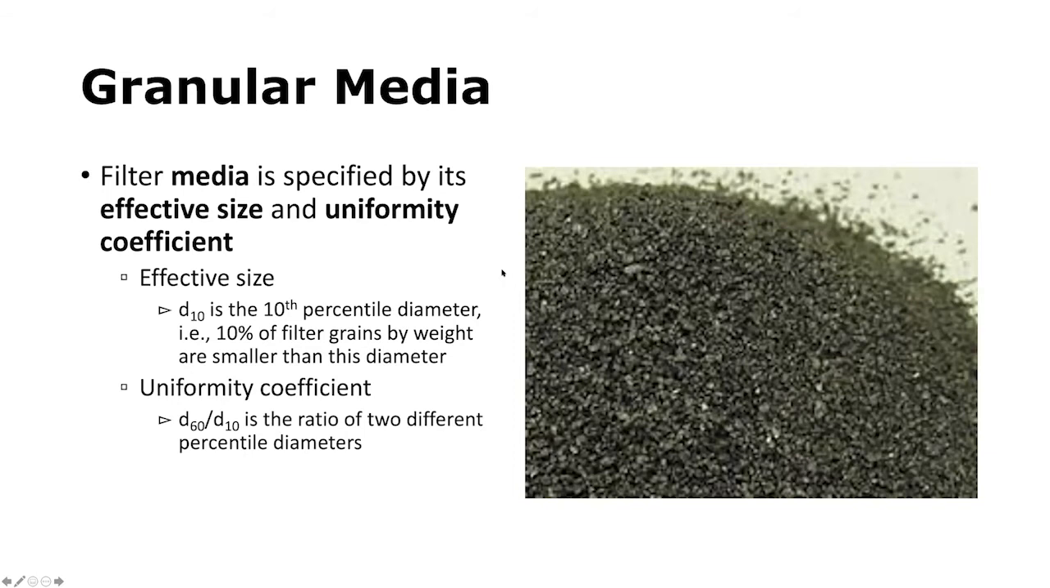The uniformity coefficient, which is how similar each particle is to each other, is quantified using a ratio of the 60th percentile diameter to the 10th percentile diameter. Again, the 60th percentile diameter is the diameter for which 60% of the filter grains by weight would be smaller.